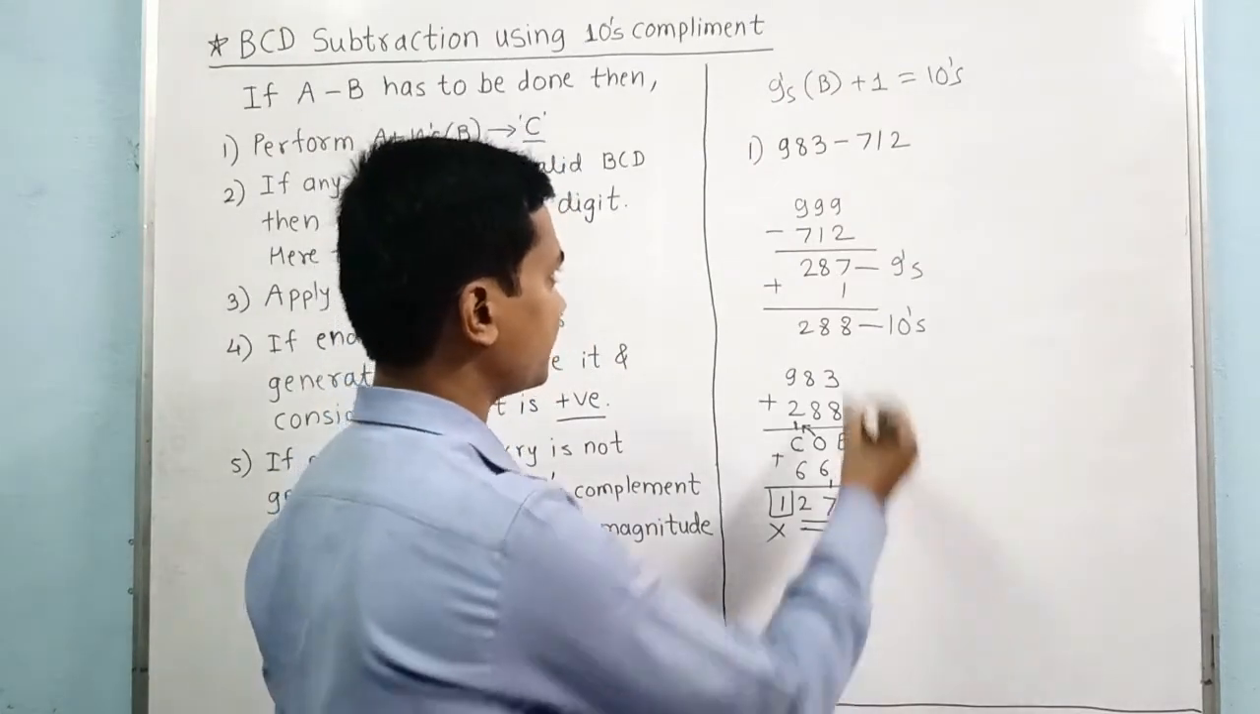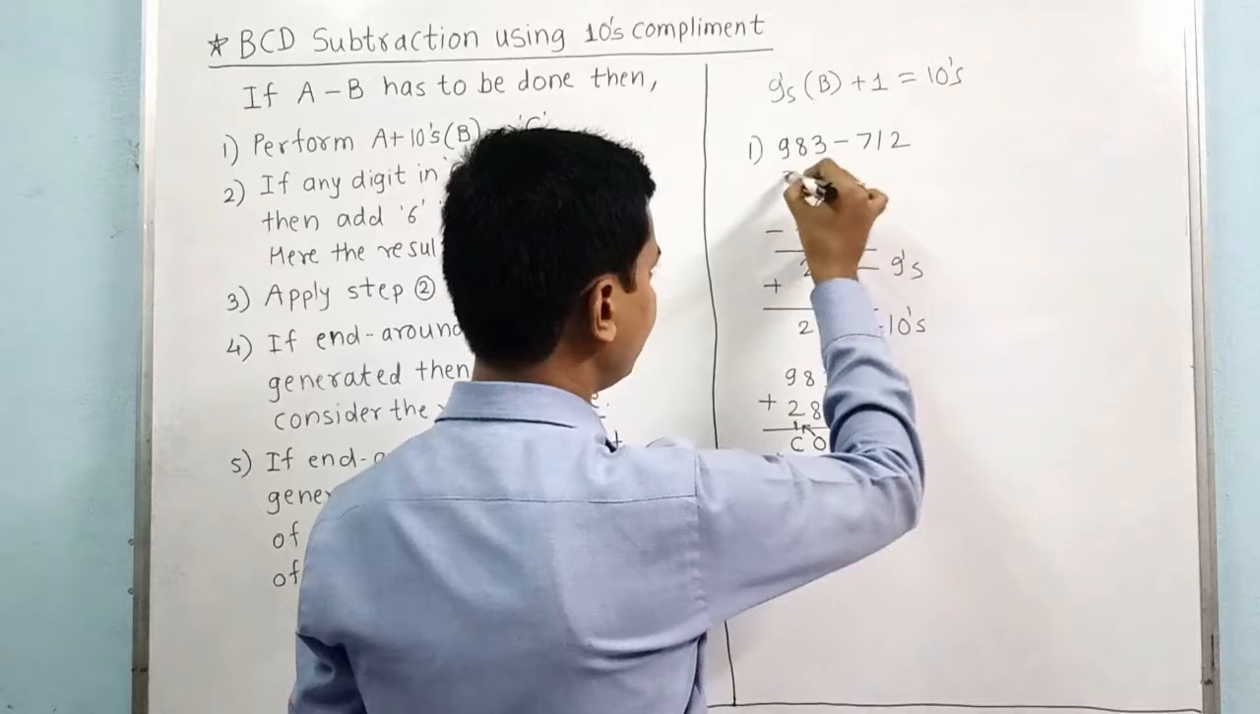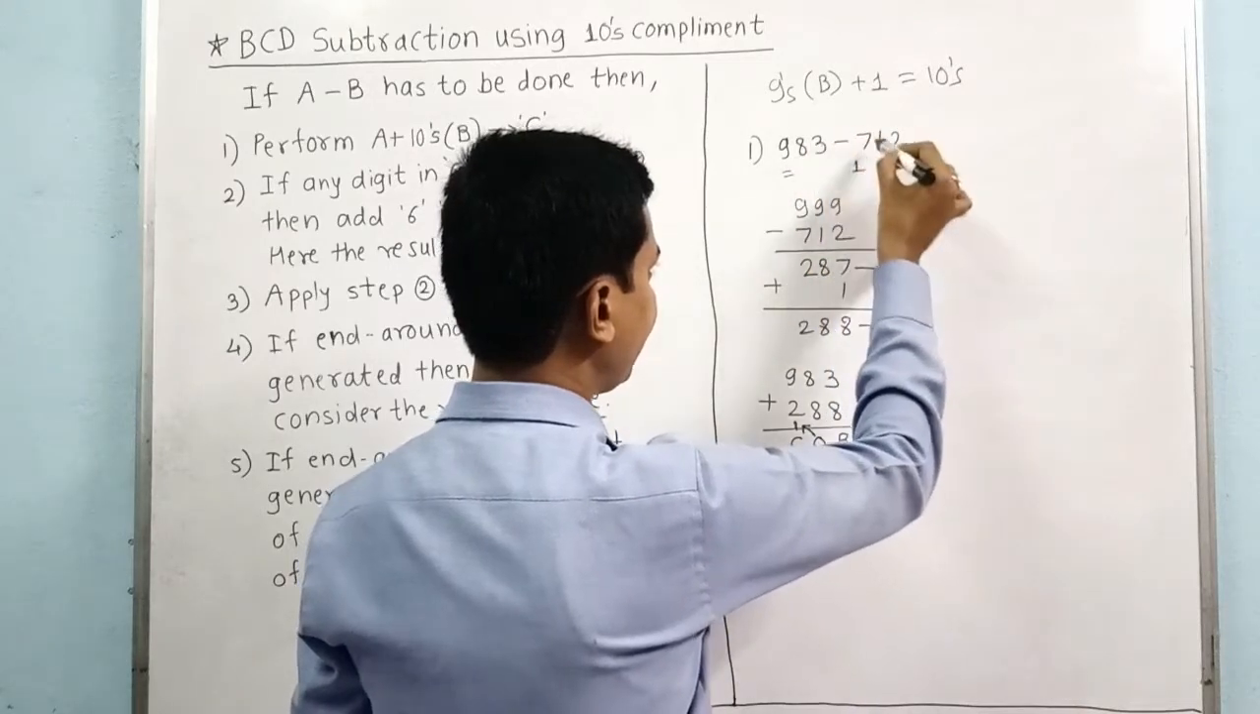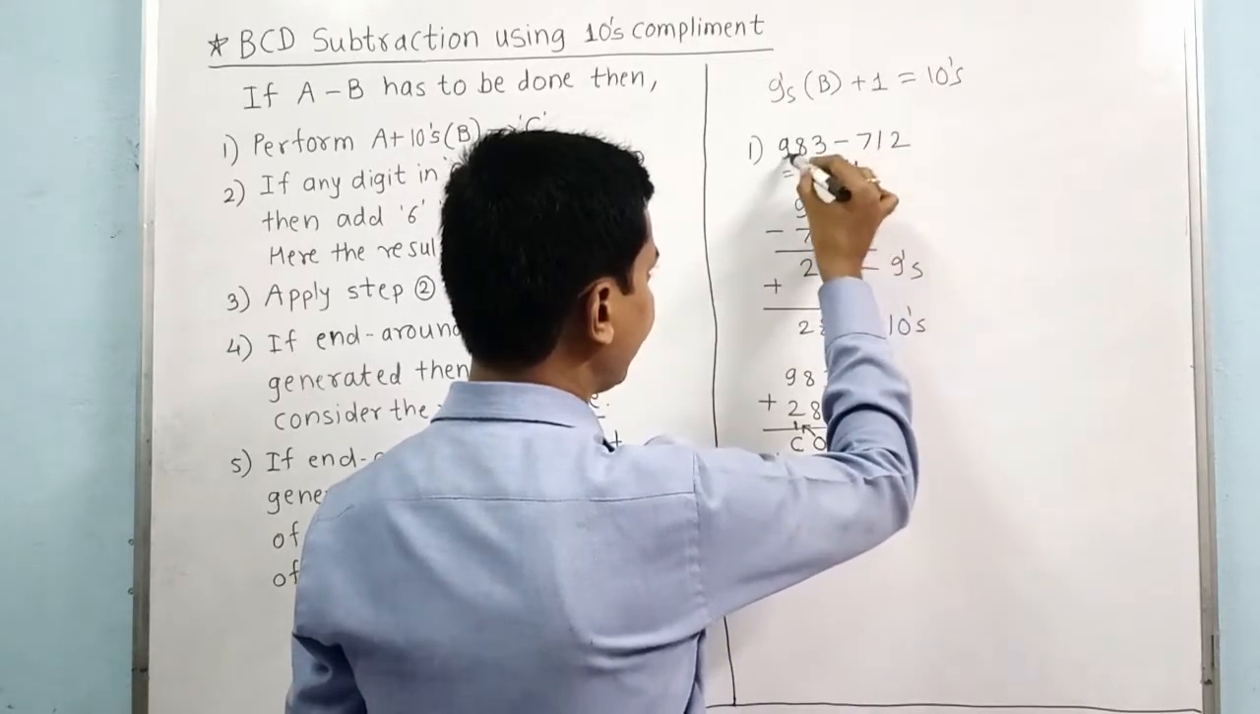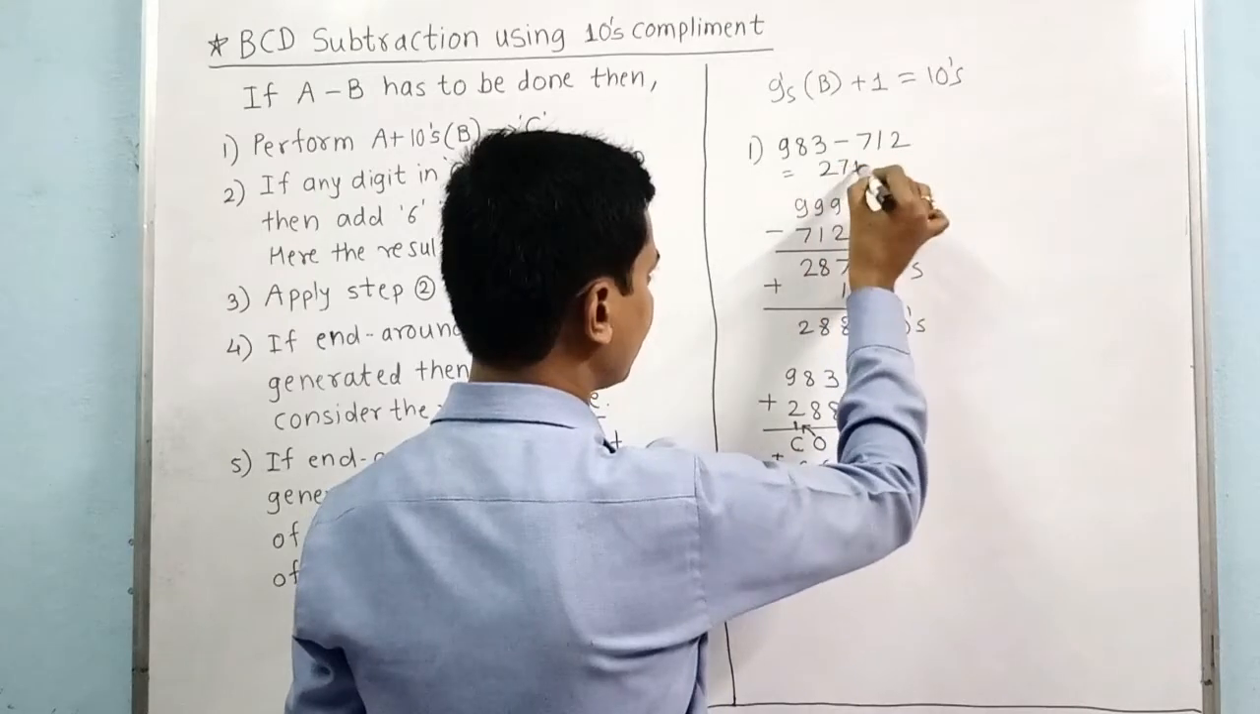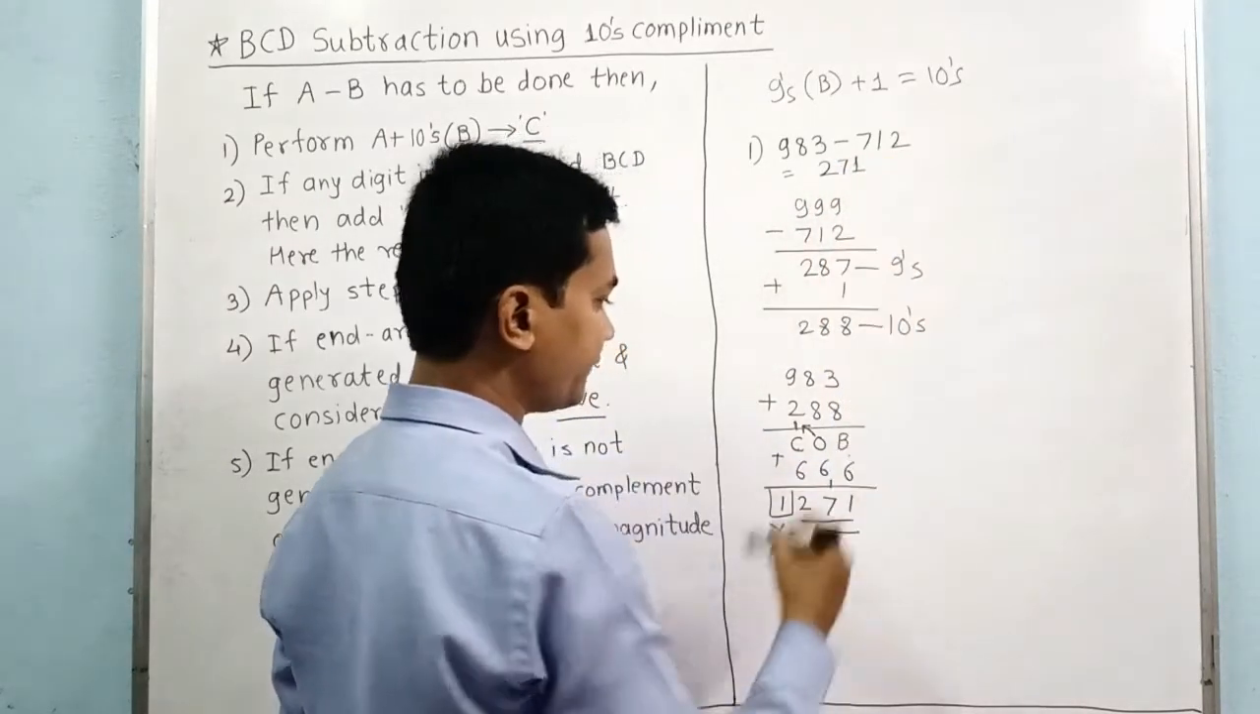Just cross check: 3 minus 2 is 1, 8 minus 1 is 7, 9 minus 7 is 2. So this is our actual result, 271.